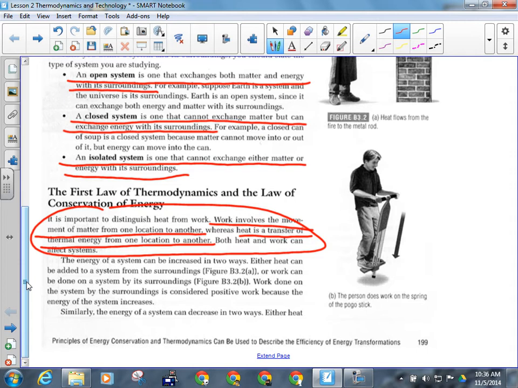I can increase the energy of a system by doing two things to it. Energy can't be created, it can't be destroyed, but I can increase the energy of a system by doing two things. Either I do work on it, which means I pick up the system and physically make it go faster or put it higher off the ground, or I heat it up. Either one of those two things increases the energy of that system.